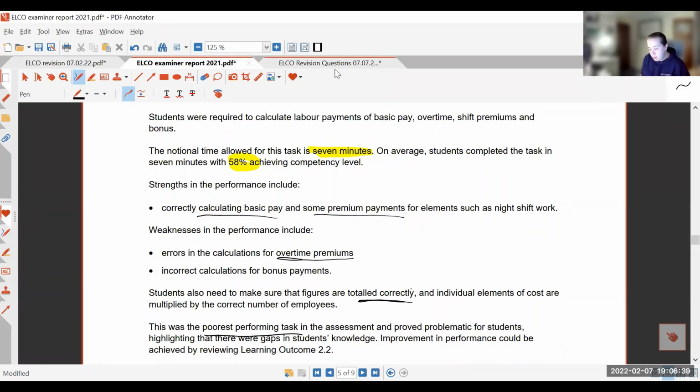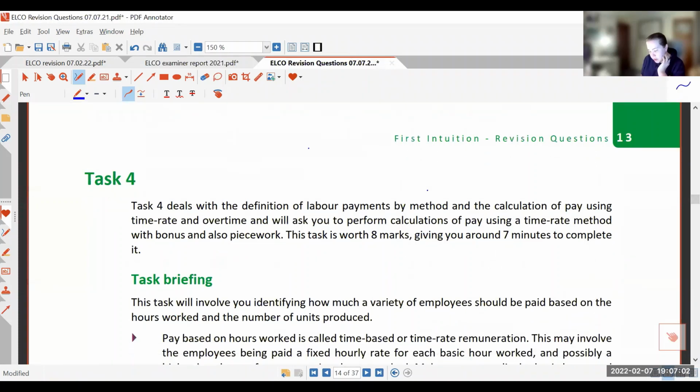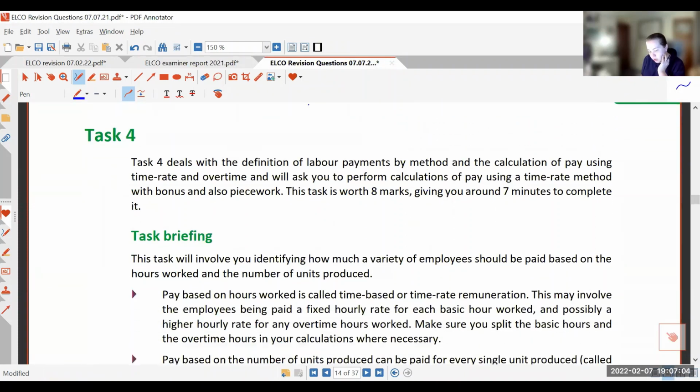So now that we've had a brief look at that examiner's report, I thought we would have a look at, first of all, a task briefing so we can see in a bit more detail what is involved here, and also then have a look at some practice questions and the types of questions that you may be asked on the exam. So have a look at the task briefing first of all. Again, a lot of this is similar to what we were saying on the exam report.